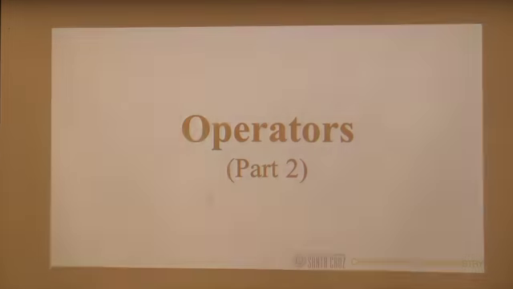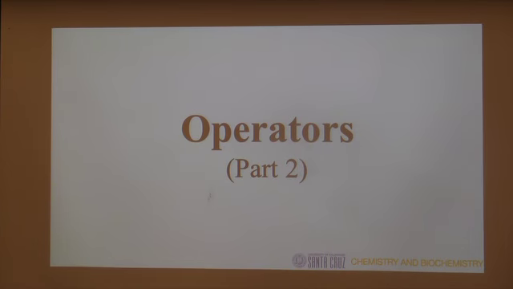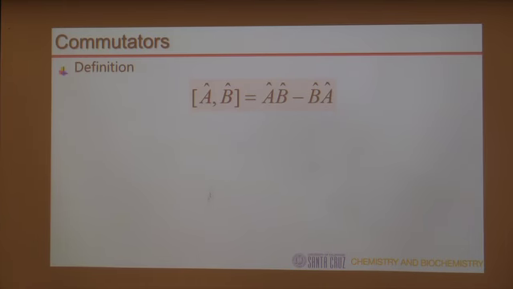If not, then we talk about operators part 2, which addresses the commutator. For the commutator, the definition uses this notation with a bracket to include the two operators, and it equals AB minus BA. Based on this definition, I want you to tell me the relationship between these two commutators.